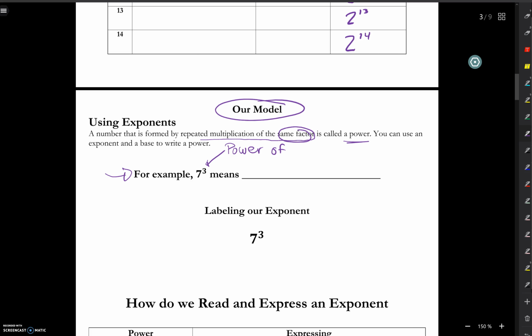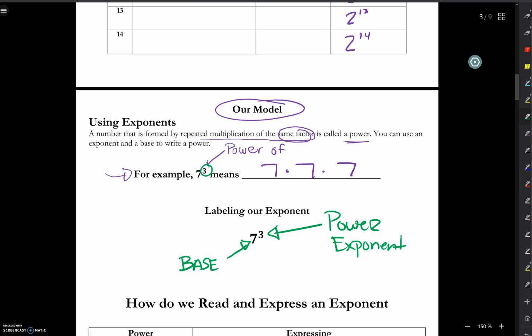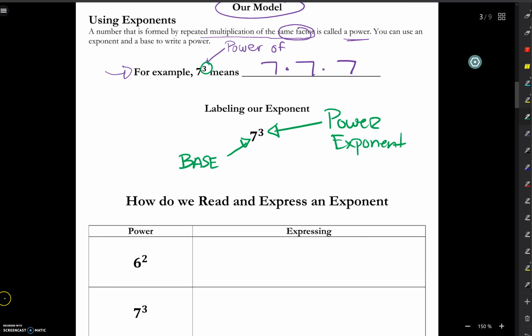of 3, of 4, of 8, of whatever it may be. This means 7 times 7 times 7. It means 7 times 7 times, 3 times. And so we have our labels here. This is our base, and this is our power, or our exponent. Okay, and let's move on to some examples.